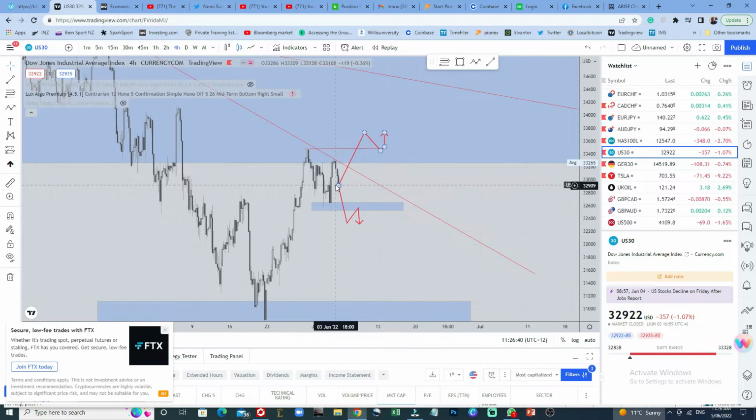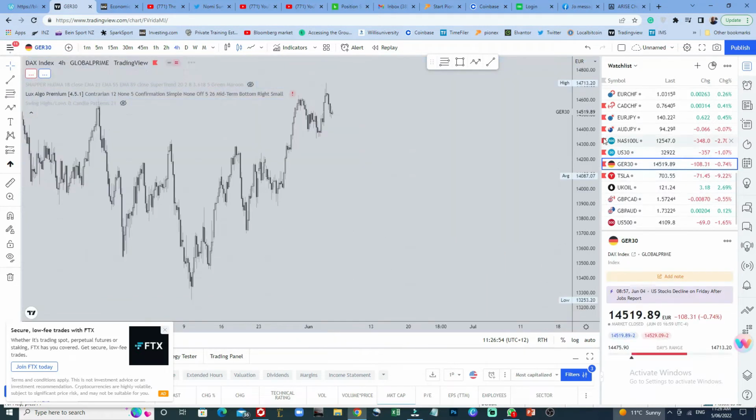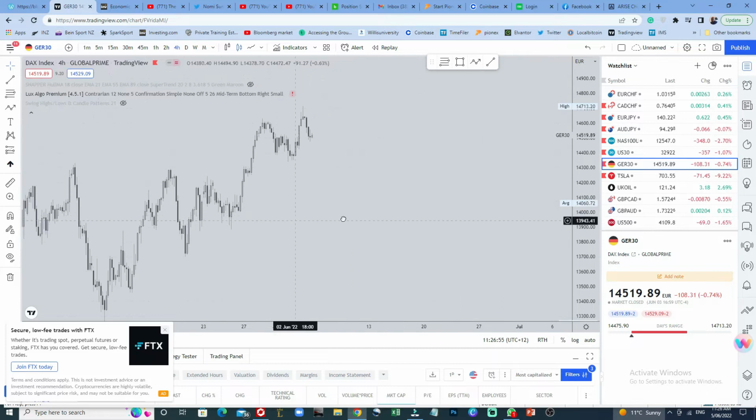And US 30 is not Forex. It has a specific time where it starts to react, when the market is opened, and when it's closed we cannot trade. Now, let's go over to German 30 quickly before we go to take some few Forex pairs, and we can wrap it up.